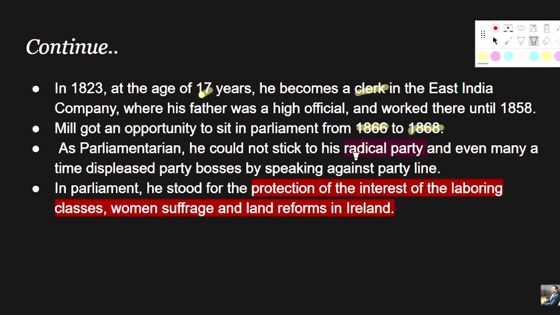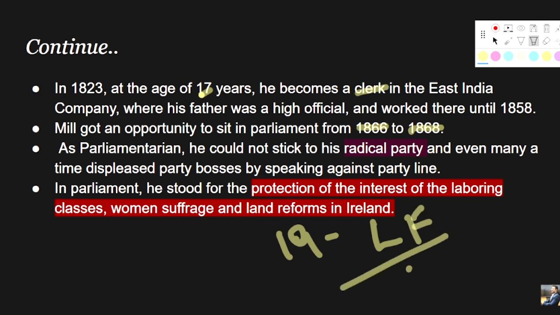Though his party was a radical party, they never supported universal franchise, the idea which we have today, that is universal adult franchise. Everyone who is above a certain age shall possess a right to vote, right? The trend in Britain during the 19th century was a limited franchise, and this was not supported by J.S. Mill, and he propounded the idea that franchise should be inclusive.